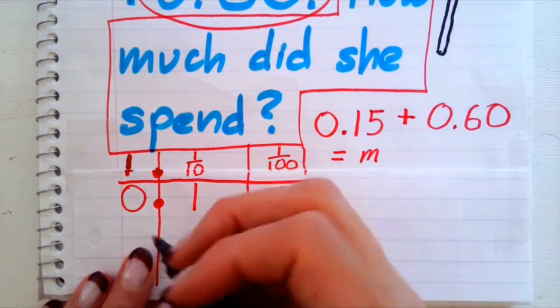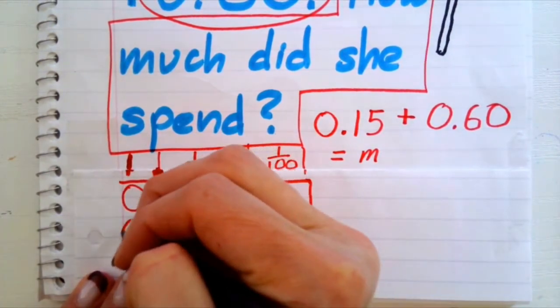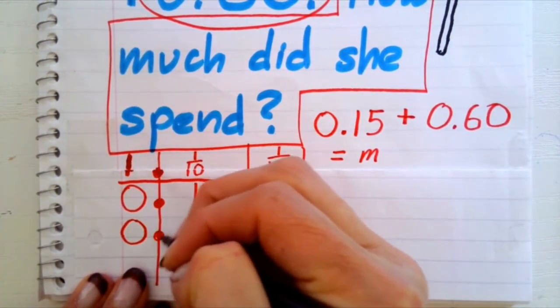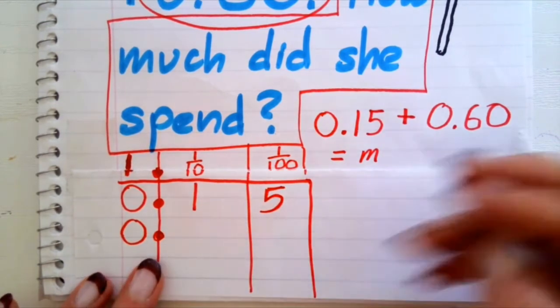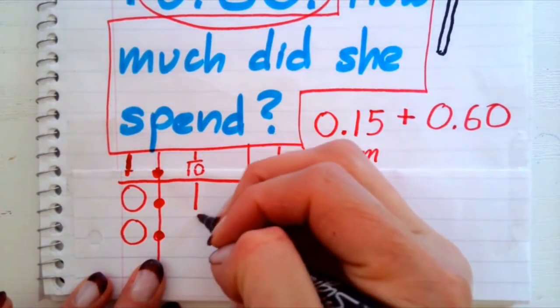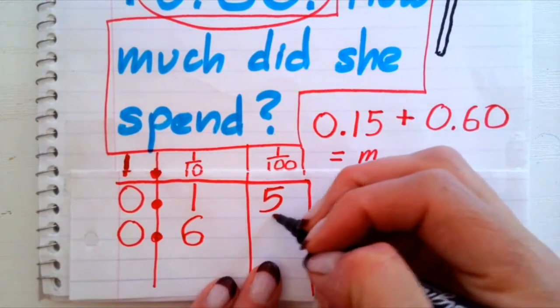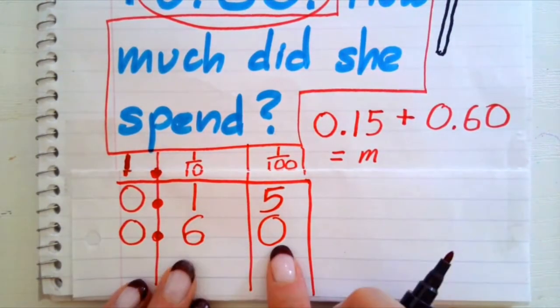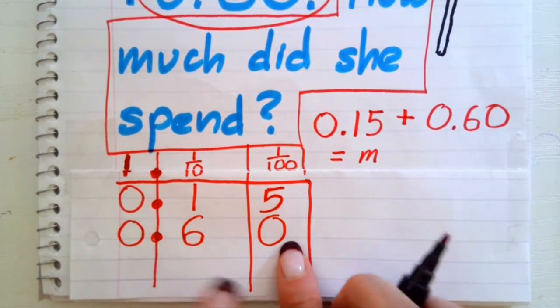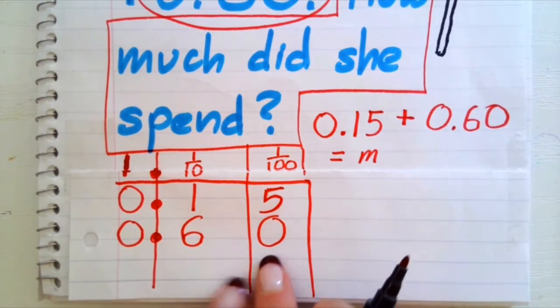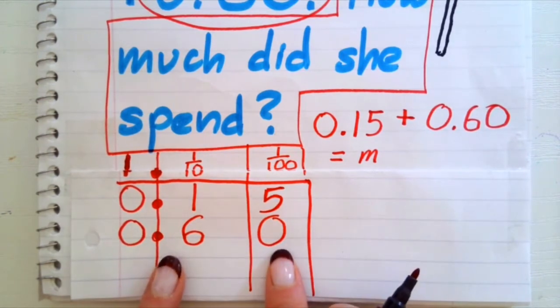That's how that works. There are no ones. We put a 0. We put our decimal point. We put our 6/10 and 0 hundredths. 6/10 and 60 hundredths are the same thing. When we see a 0 in the hundredths place, we say 60 hundredths.